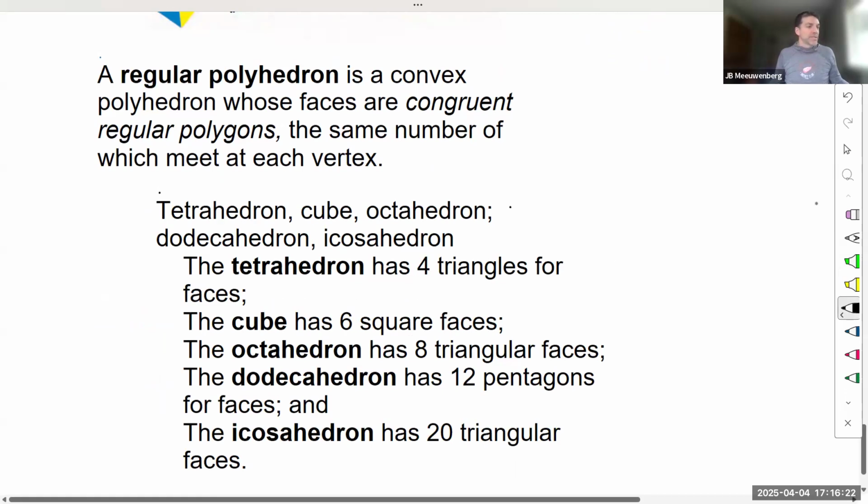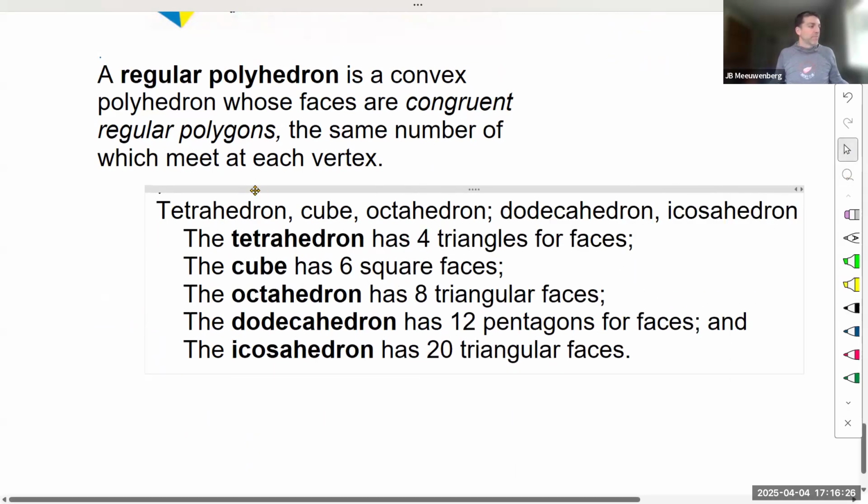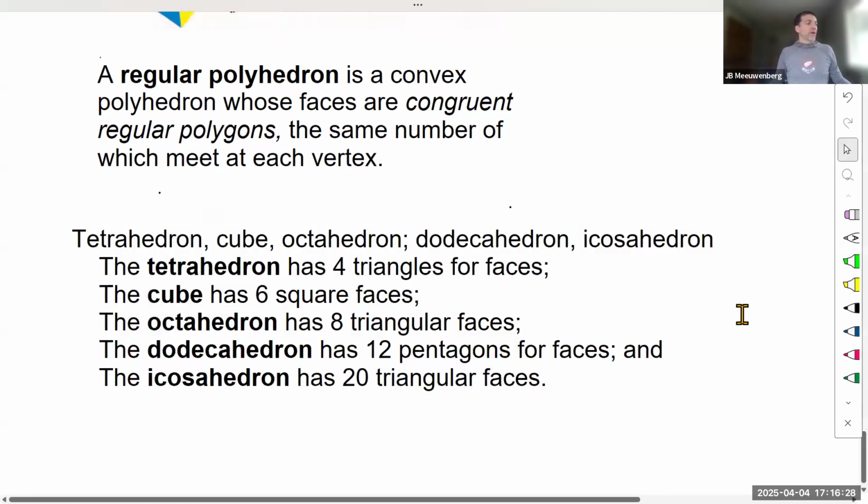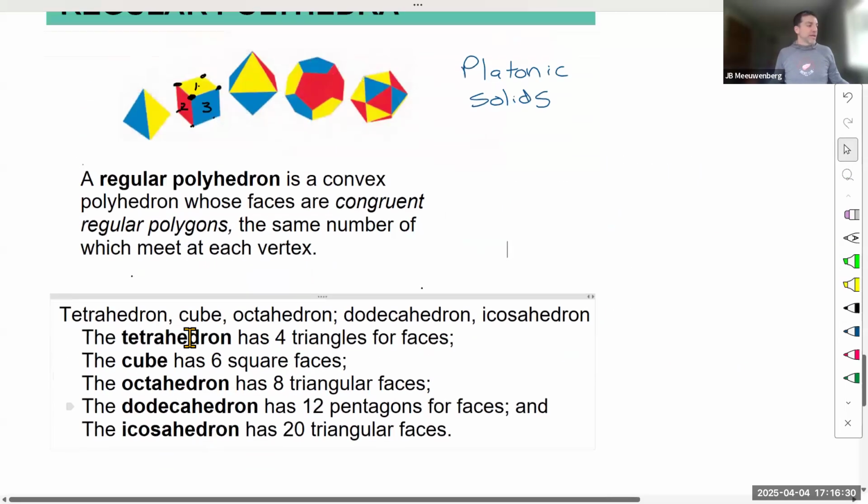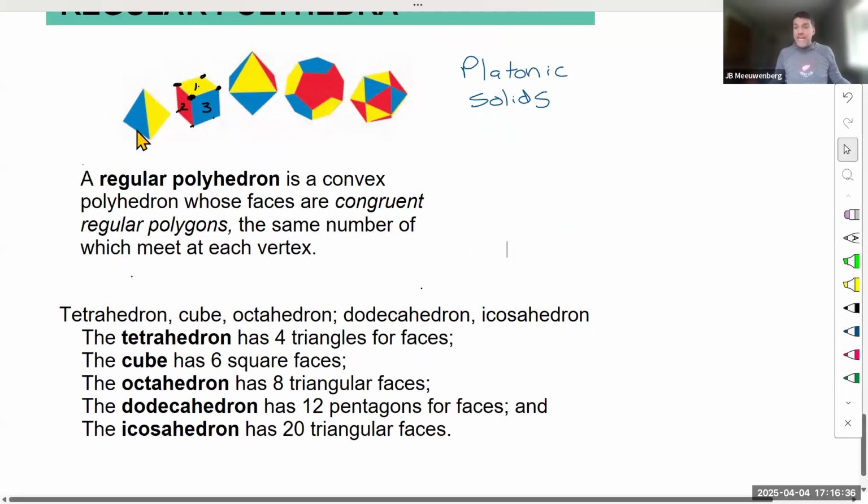All right, so let's make this a little easier to read. So they are the tetrahedron. So that is 4 triangles for faces. So that figure right there is called a tetrahedron. The cube, we know, that's probably the most common. 6 square faces.